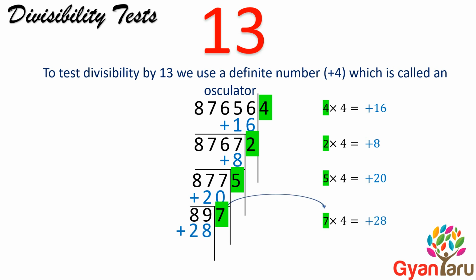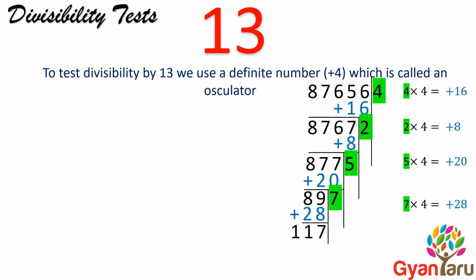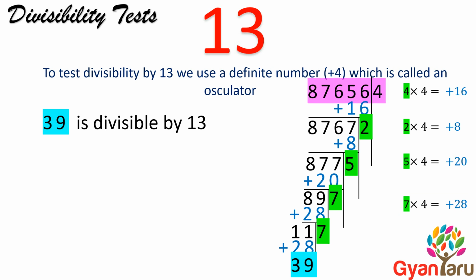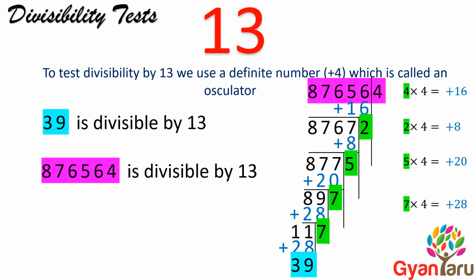We multiply this by 4. We get 28. Add 28 to the remaining number. We get 117. Now the last digit is again 7. When we multiply 7 by 4, we get 28, and add 28 to the remaining number 11. We get 39. Now 39 is divisible by 13, so our number is divisible by 13.